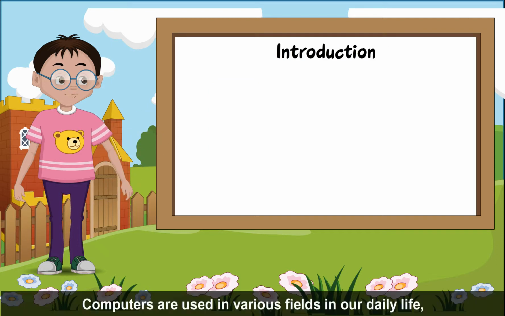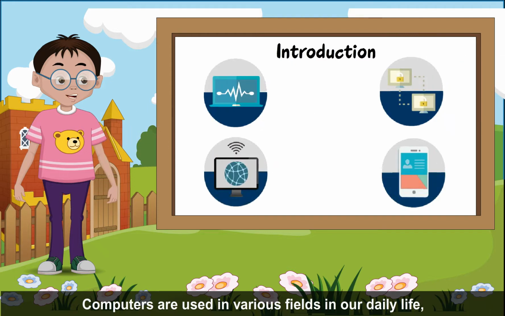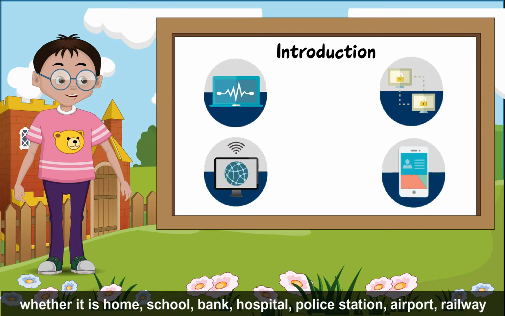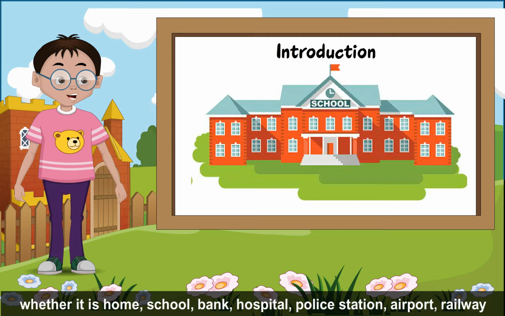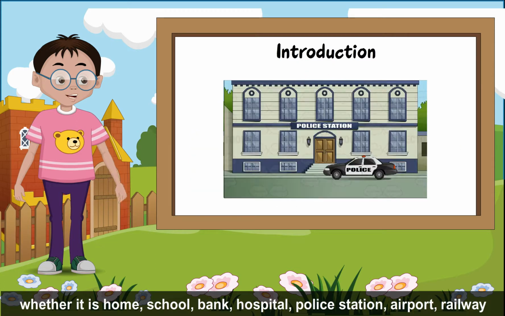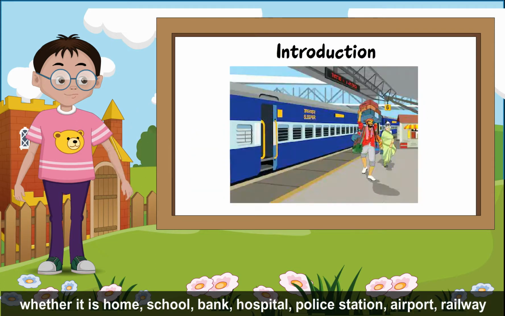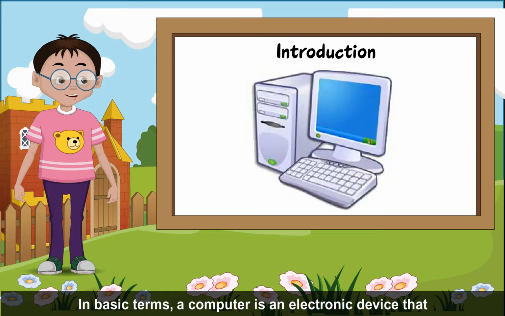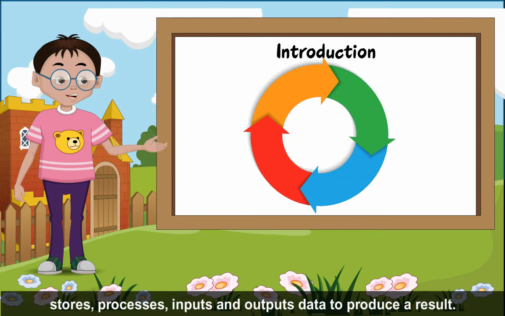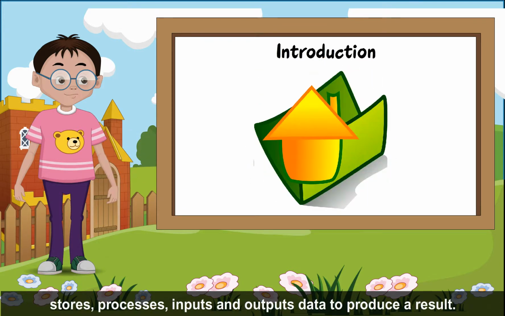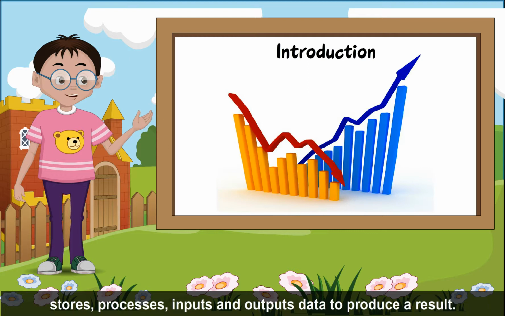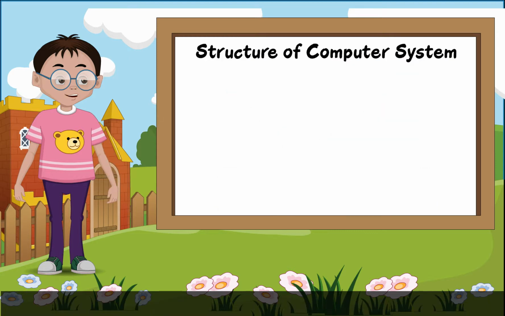Introduction. Computers are used in various fields in our daily life, whether it is home, school, bank, hospital, police station, airport, railway station, etc. In basic terms, a computer is an electronic device that stores, processes, inputs and outputs data to produce a result. Structure of Computer System.